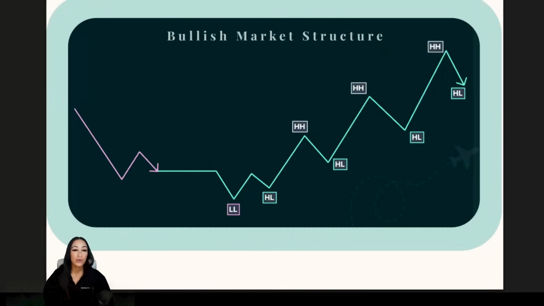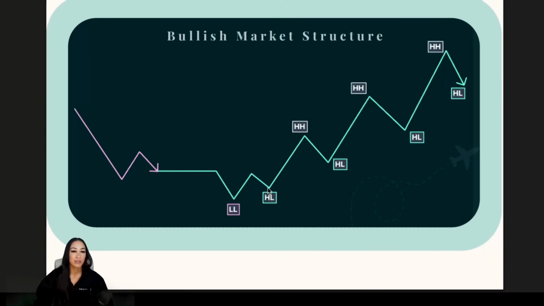Let's get into it. Before anything else, we always start with structure because this is one of the most important things to understand when it comes to spotting entries and exits. Market structure tells you what the market is actually doing, not what you hope it's doing. Market structure is your map. If you don't know the structure, it's like driving to a new city with no GPS. You might still end up somewhere, but it probably won't be where you wanted to go.